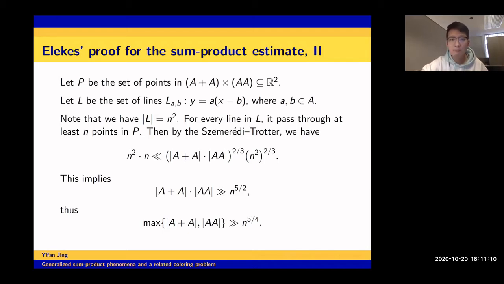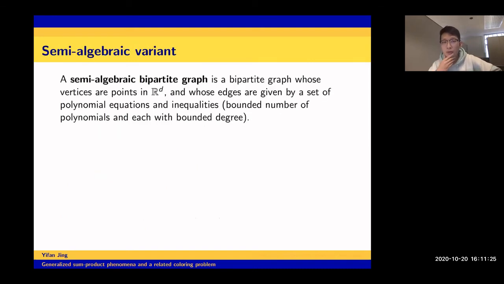So basically, in our proof, we also apply the same fashion of this Elekes argument using the Szemerédi–Trotter theorem. But here we need a more general Szemerédi–Trotter theorem, for semi-algebraic bipartite graphs. A bipartite graph is semi-algebraic if the vertex set can be embedded as points in R to the power of D, D-dimensional Euclidean space, and edges are given by a set of polynomial equations and inequalities.